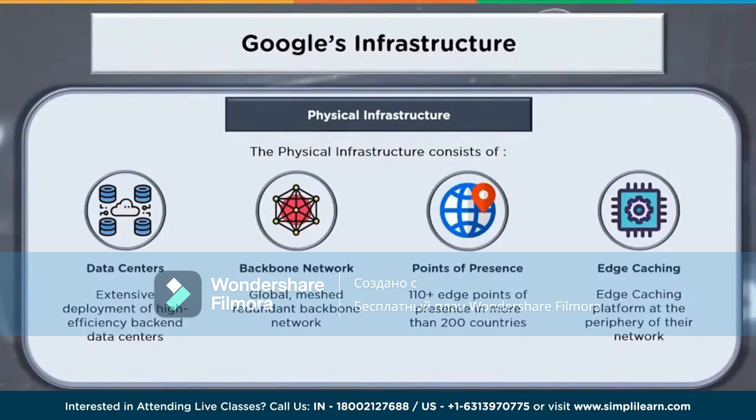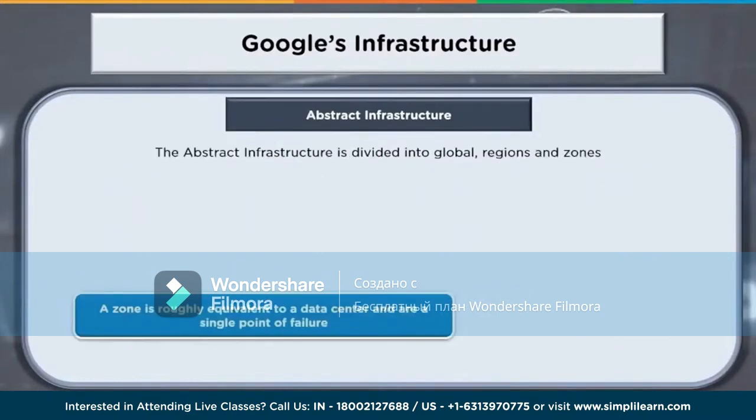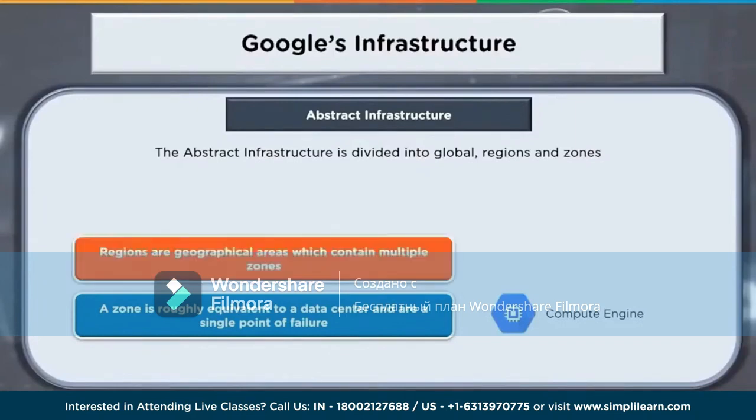Now there is much more to it than just these 4 points. When we talk about abstract infrastructure, that is divided into global, regions, and zones. A zone is roughly equivalent to a data center and a single point of failure. So you could have your compute engine, which is within a zone, or you could say compute engine is a zonal resource. You have regions, which are geographical areas which contain multiple zones.